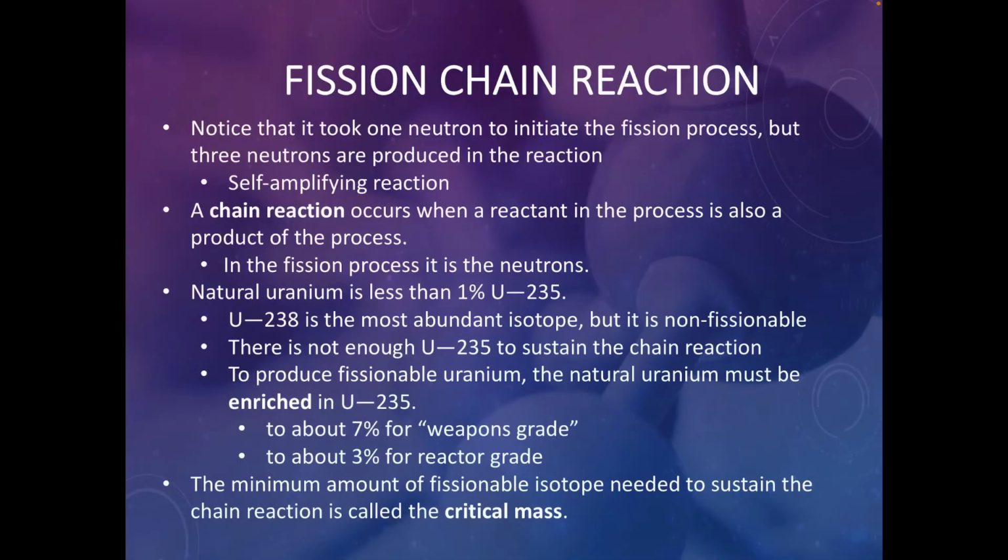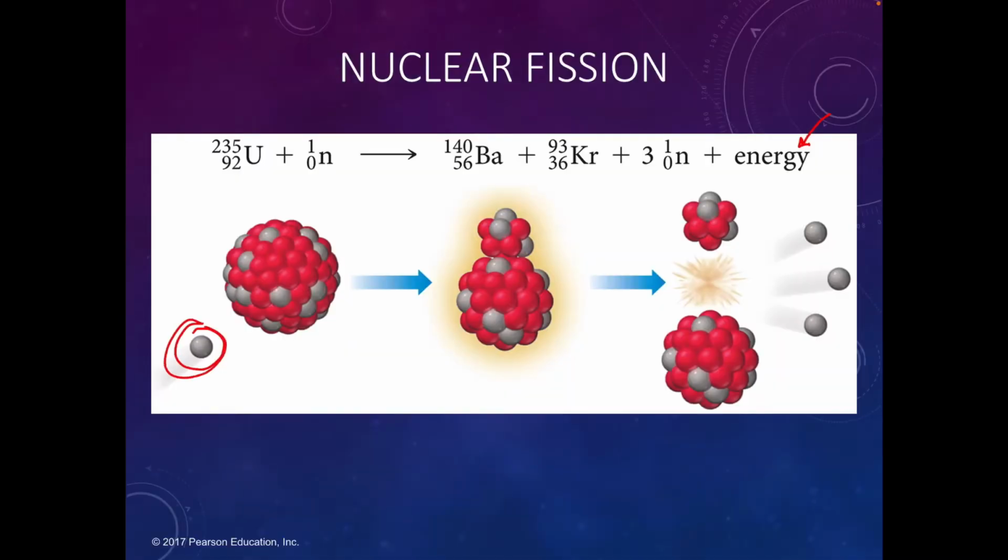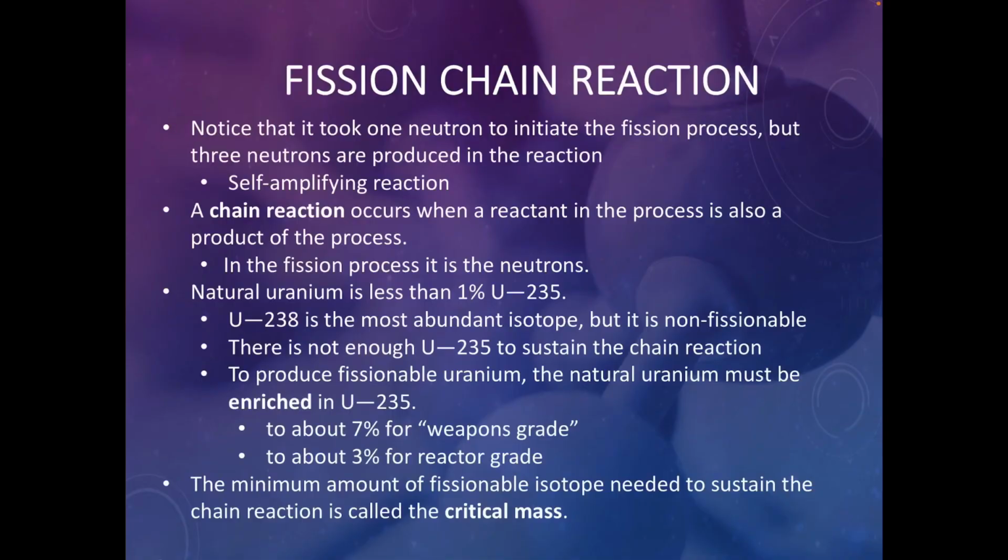So we notice that it took 1 neutron to start this fission process, but we ended up with 3 at the end. This signals that this can be a chain reaction. This is a self-amplifying reaction, because 1 neutron hits a uranium and creates 3 neutrons. If each one of those 3 neutrons hits another uranium atom, and each one of those produces 3 more, now we've got 9. This is what's called a self-amplifying reaction, because it gets bigger and bigger as it goes.